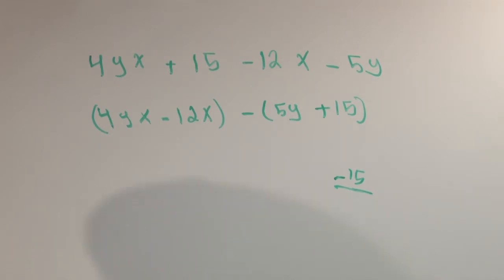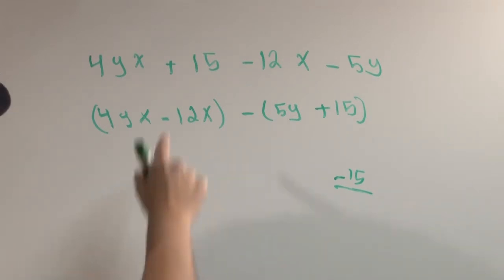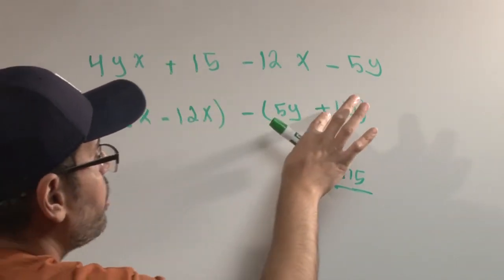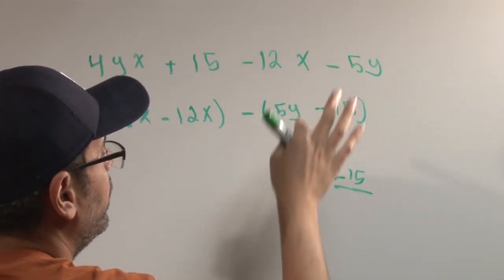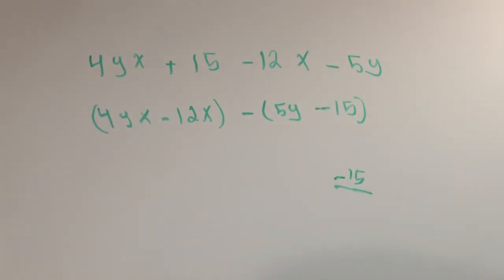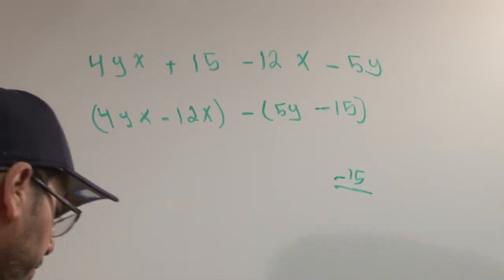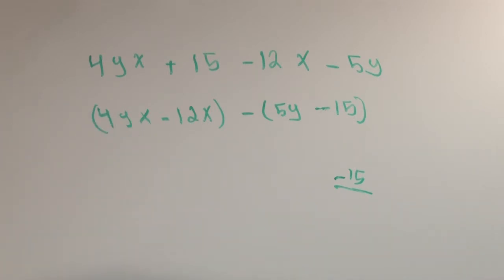So how can I make this positive 15? I need to make this negative. So negative times the negative is what? Positive. I know it's a little tricky, but this is the only way to make it perfect.